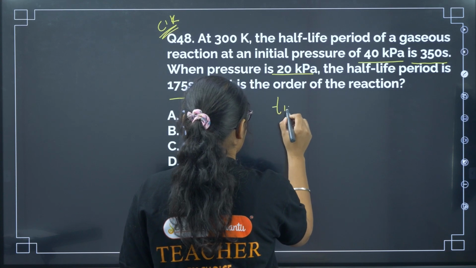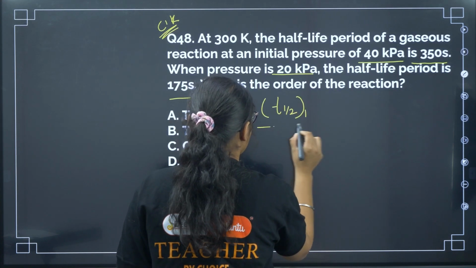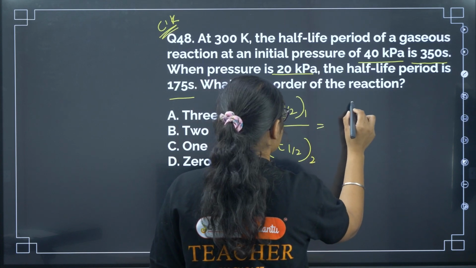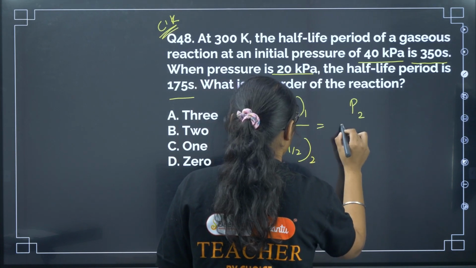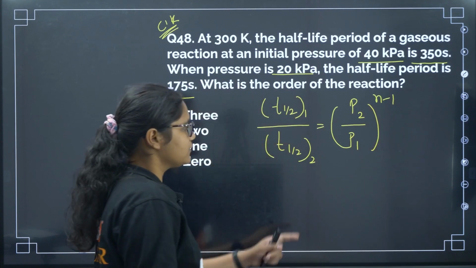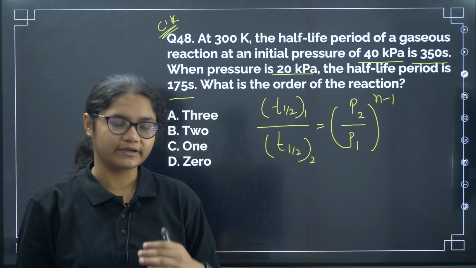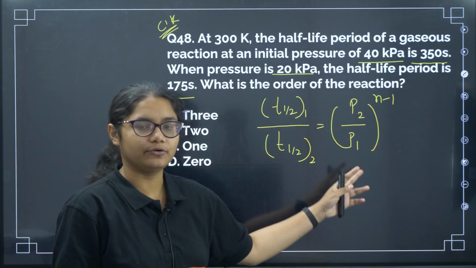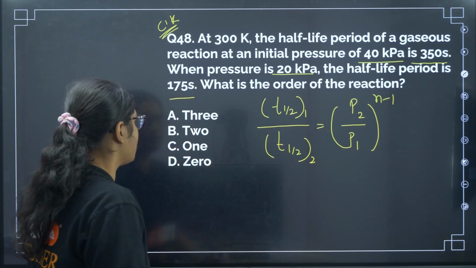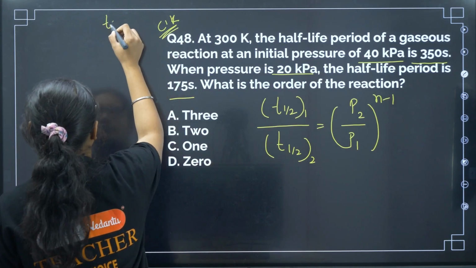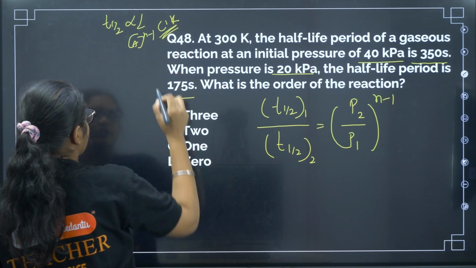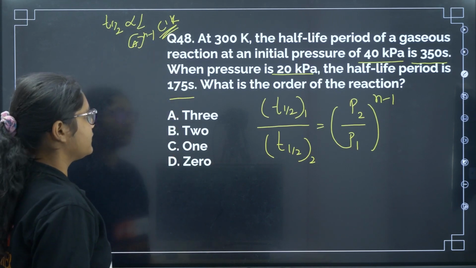So you have to remember a formula, T half of 1 by T half of 2 is equal to P2 by P1 to the power of n minus 1. Okay. This one can also be in terms of concentration. For this question, I have taken P2 by P1. You can also take concentration. So what is this? Actually, this formula comes from here. That is, T half of anything is inversely proportional to the concentration to the power of n minus 1. Right.